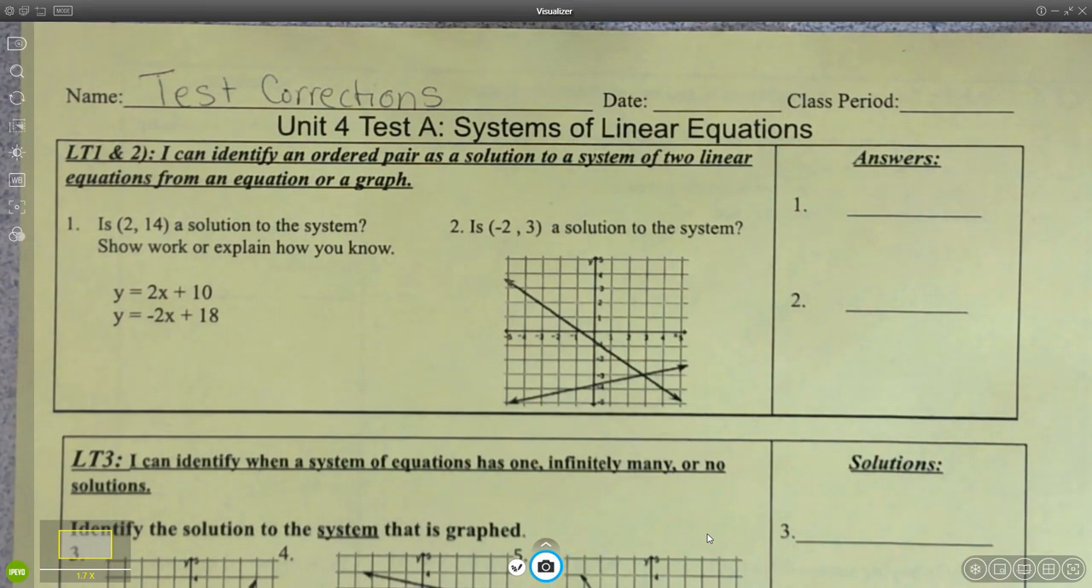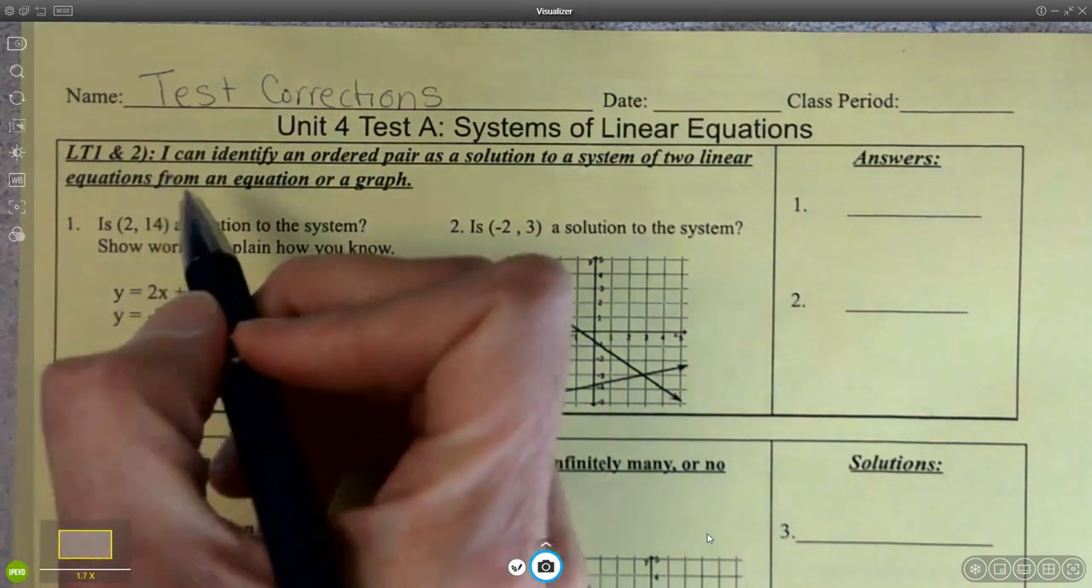I can identify an ordered pair as a solution to a system of two linear equations from an equation or a graph. So on number 1, it says, is (2, 14), that coordinate pair, a solution to the system? The system being those two equations. And you're going to have to show your work or explain how you know it is or is not a solution. So what I'm going to do is just plug it in.